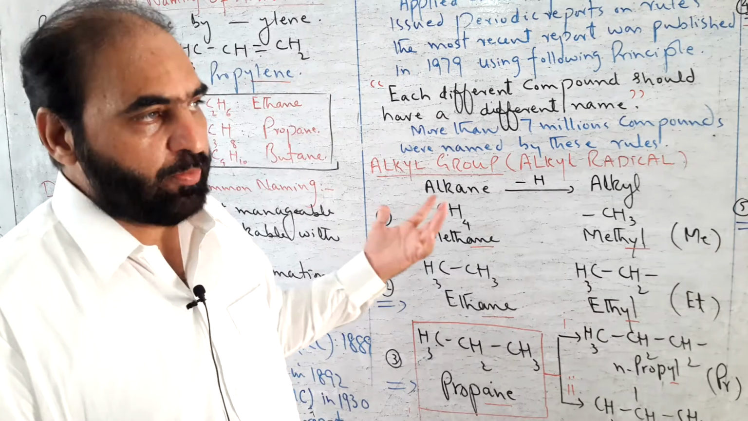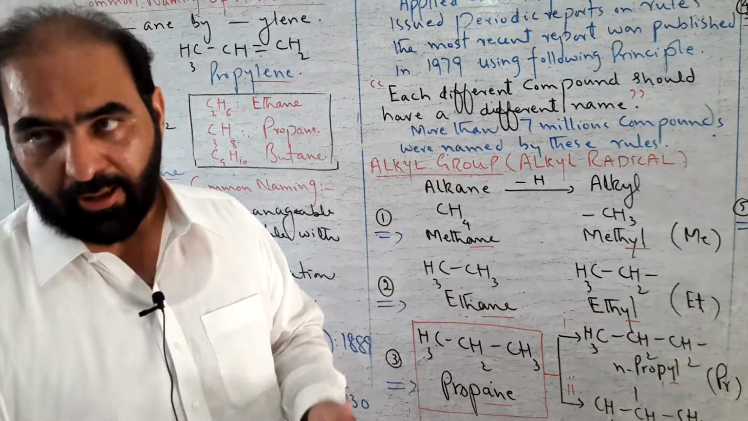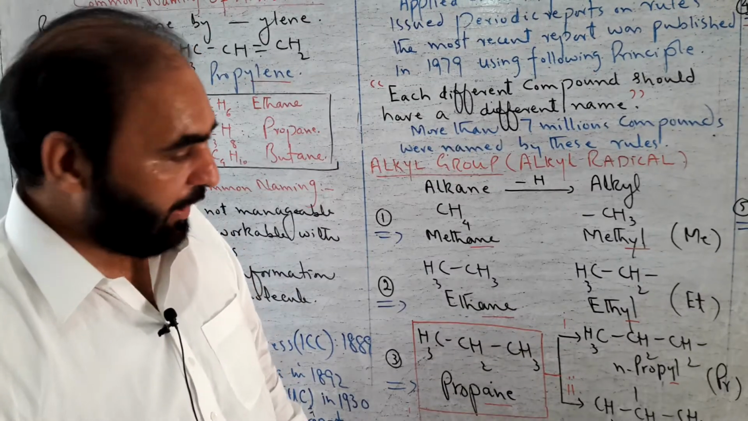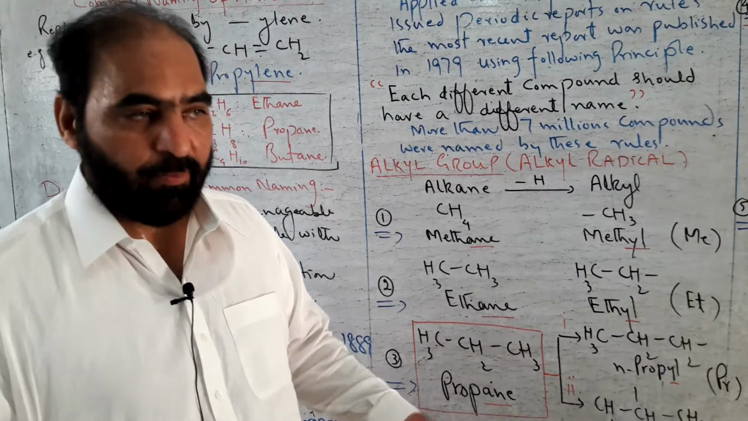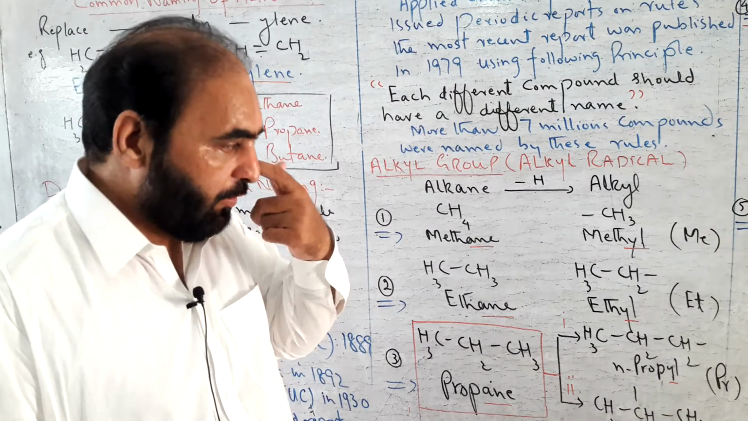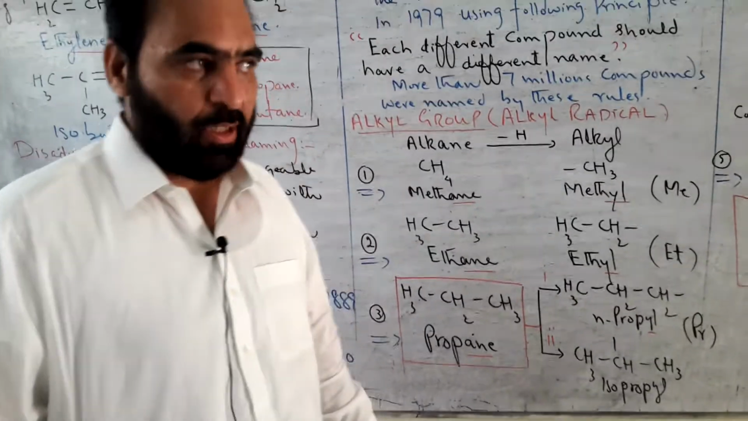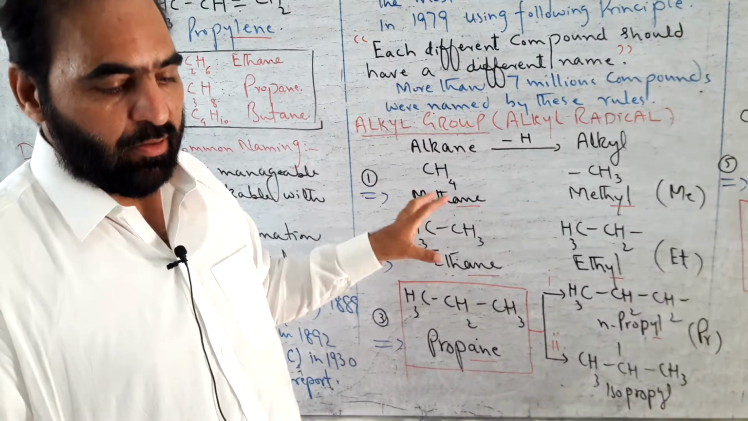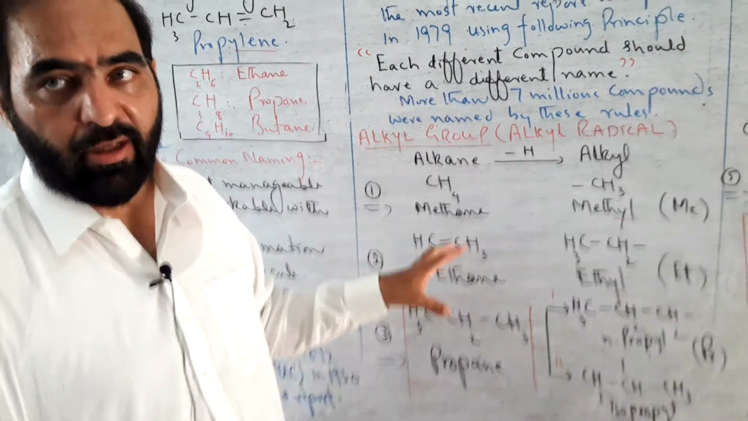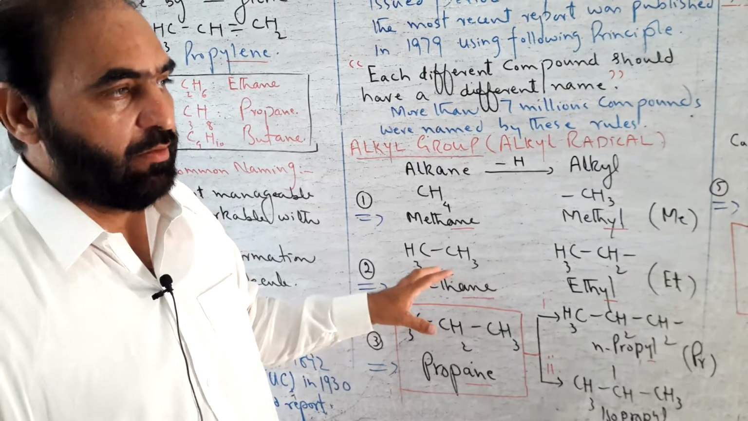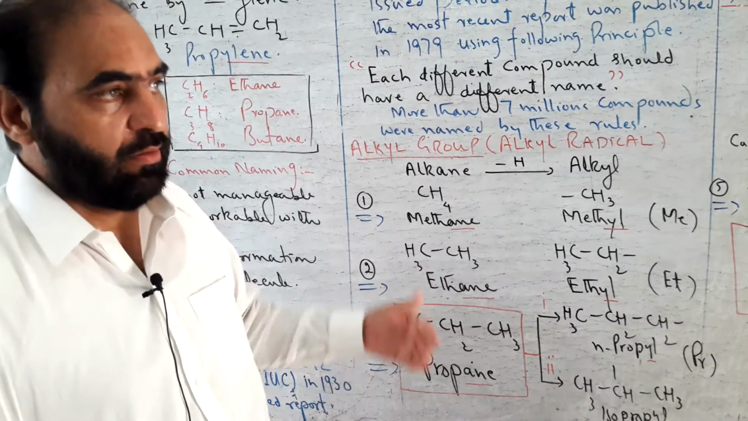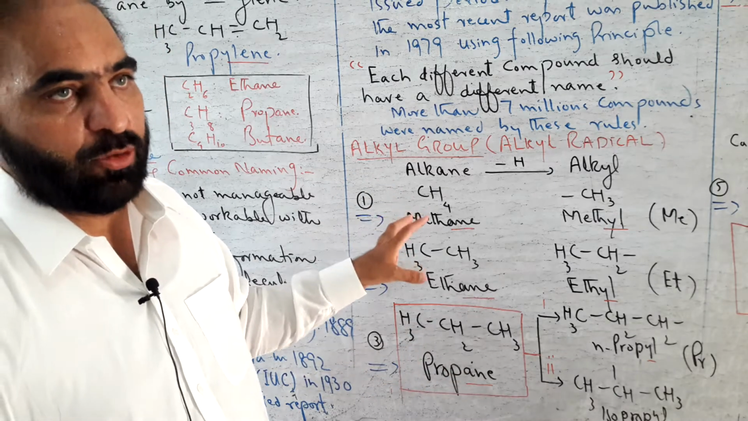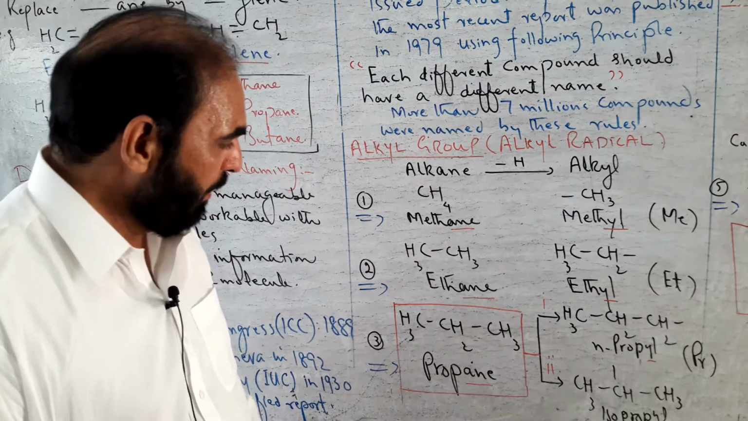So these alkyl groups are very important while naming organic compounds, which we will study in next lecture. As this chapter goes on, we will learn more about the alkyl groups, which are very important while identifying, while understanding the structure, the nature, the properties of organic compounds. These alkyl groups play a very important role.